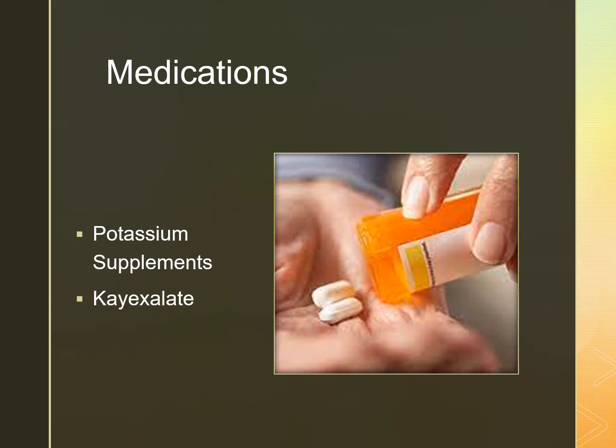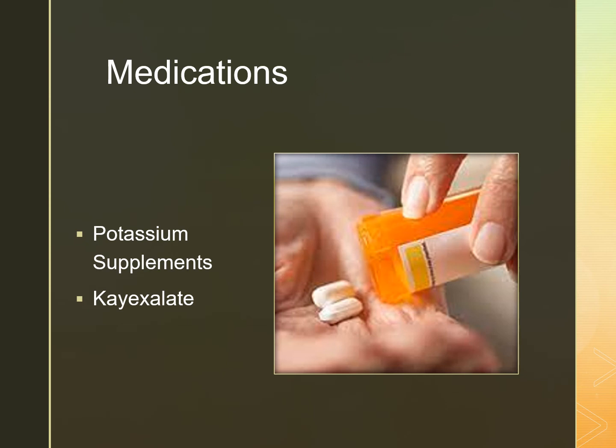Complications do include nausea, vomiting, diarrhea, abdominal discomfort. It is contraindicated in severe kidney disease because with severe kidney disease, the client is not excreting potassium. They're actually holding on to it. It does interact with potassium-sparing diuretics and ACE inhibitors.